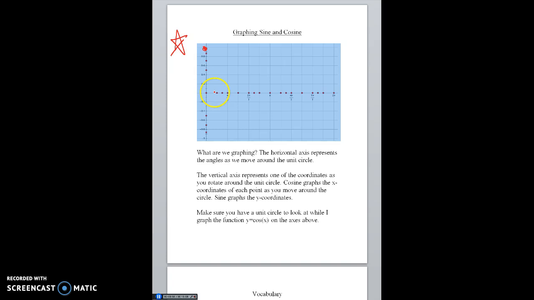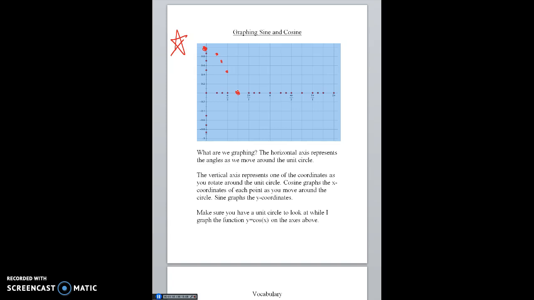And then this next dot here is pi over 6. At pi over 6, the x coordinate on the unit circle is square root of 3 over 2. And then at pi over 4, it's root 2 over 2. Pi over 3, it's 1/2. And then when you get to pi over 2, this dot here, the x coordinate is 0.